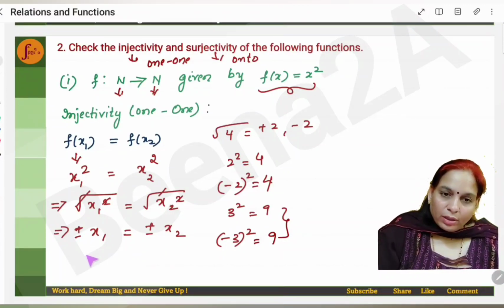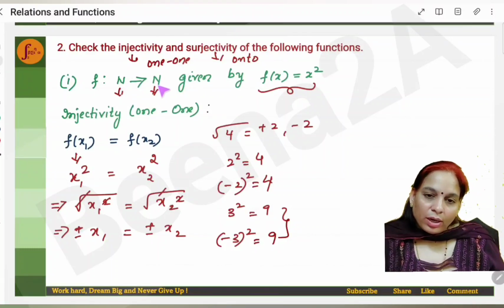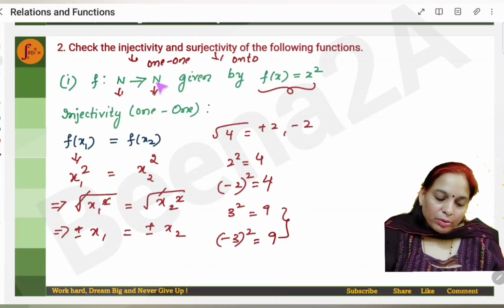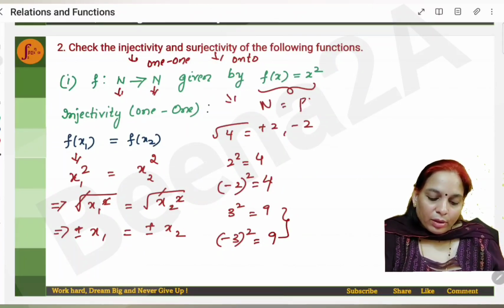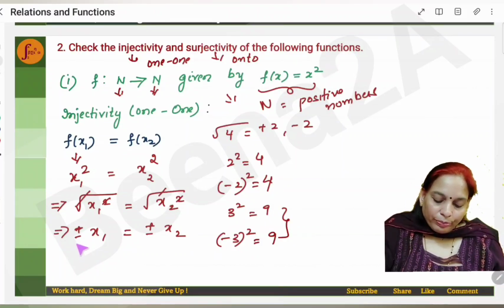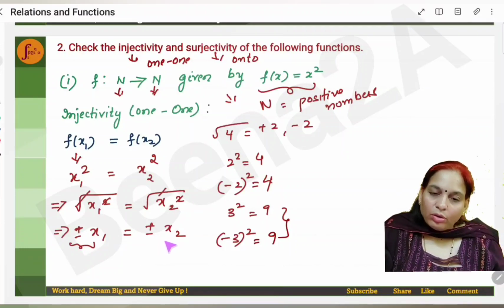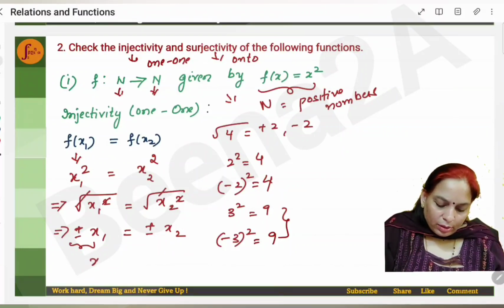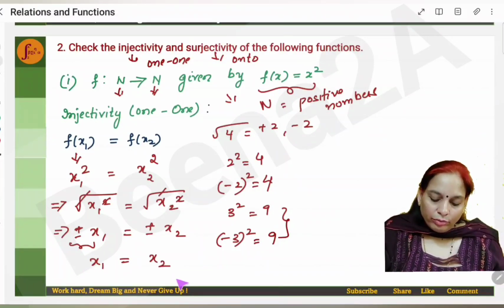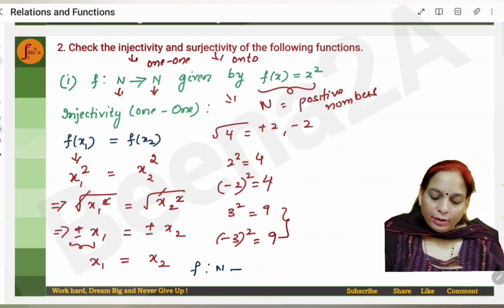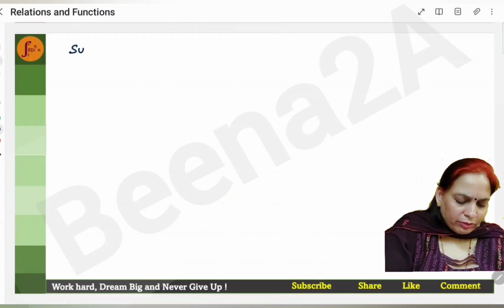Now one thing to notice here is both are natural numbers, right? In natural numbers, you will never get negative numbers, right? Natural numbers are always positive numbers. Therefore, you will never get negative x1 or negative x2. So it will be positive x1 and positive x2. Now since x1 is equal to x2, we call function n to n is 1 to 1. Now we'll prove surjectivity.